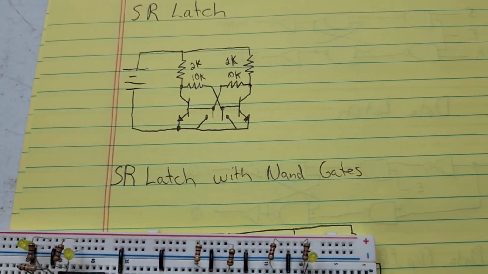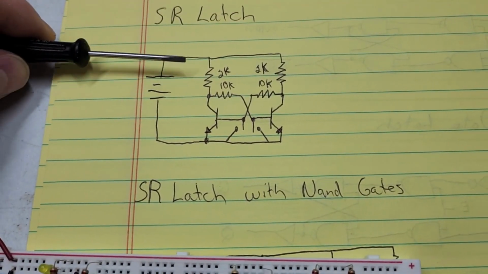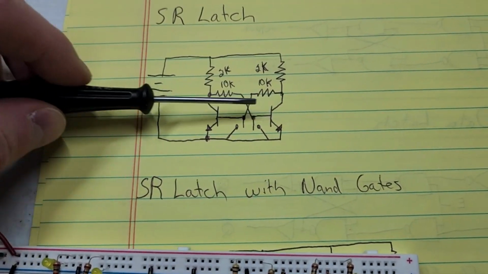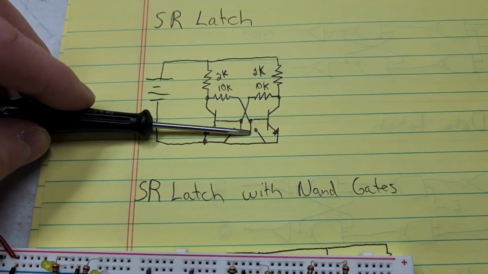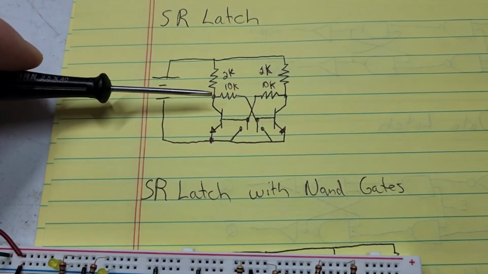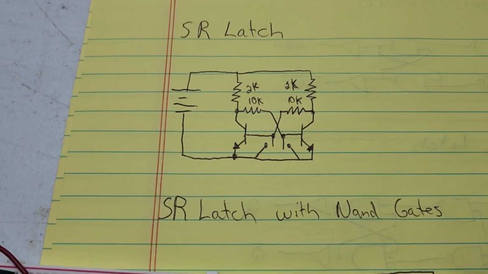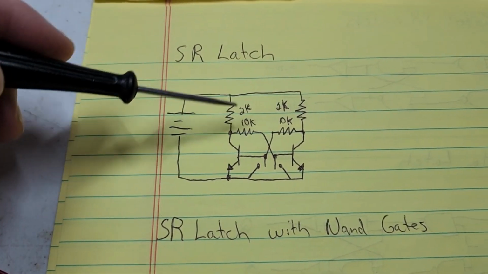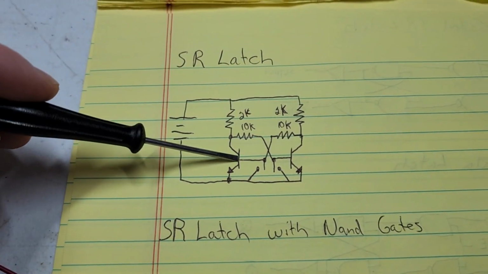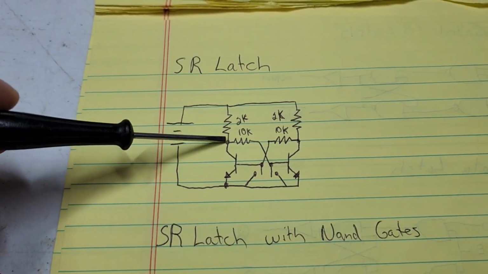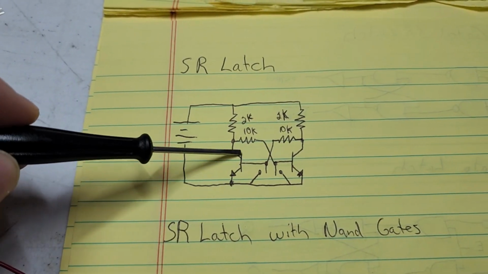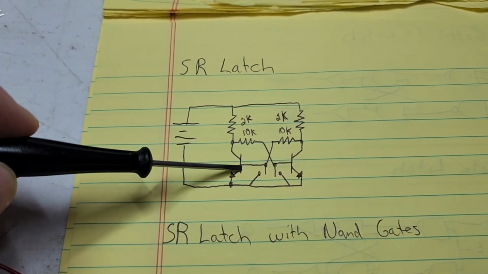And you can see here, where's my screwdriver? Two resistors here, two resistors here, two transistors, and two switches. My explanation of this is when you turn it on, it's going to randomly, one of these is going to be open and one's going to be closed. So say this one is closed and this one is open.